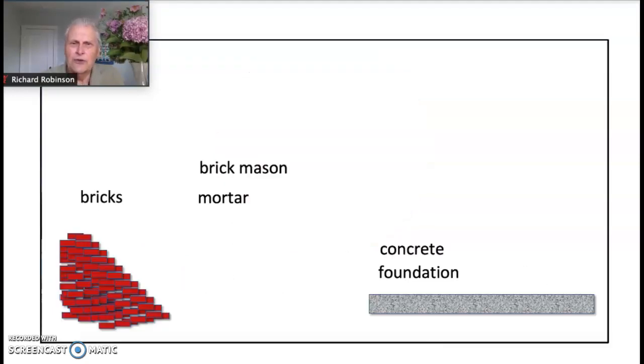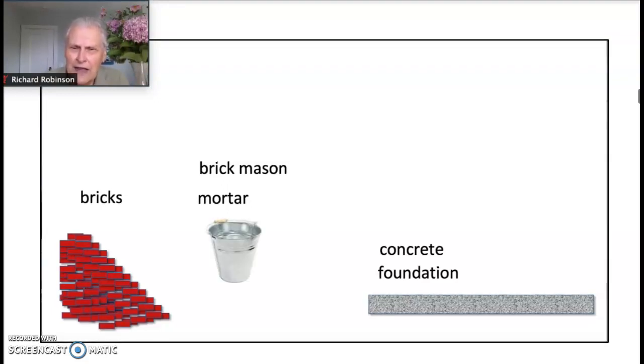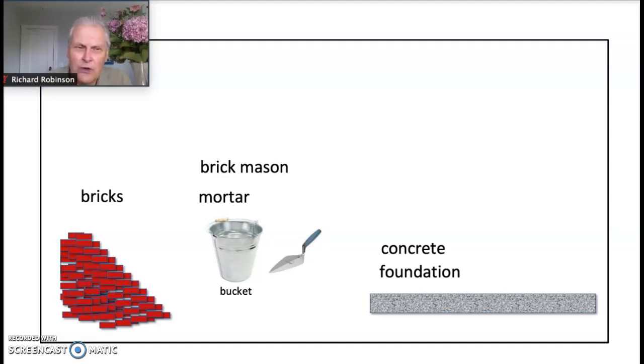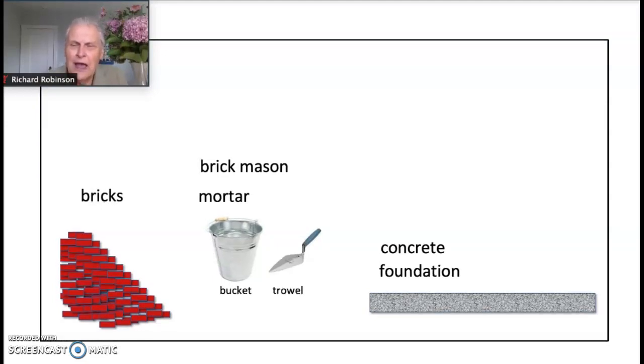Let's go back to our picture of the bricks and the foundation. So after we get everything together, we can start to put some bricks down. But first we have to take some mortar and put it on the foundation, and to make that we have to mix the mortar in a bucket. So here we have a bucket, and the brick mason uses a trowel to take the mortar and put it on the foundation to begin the work.